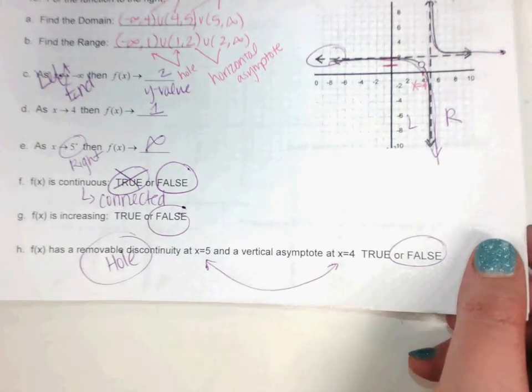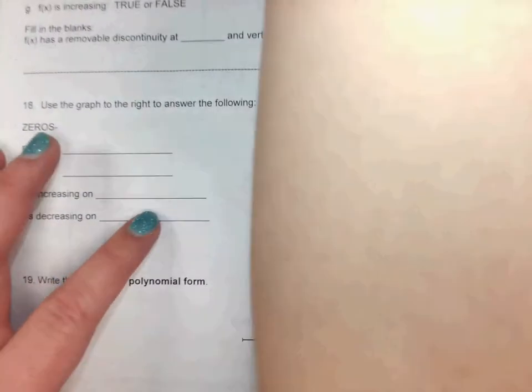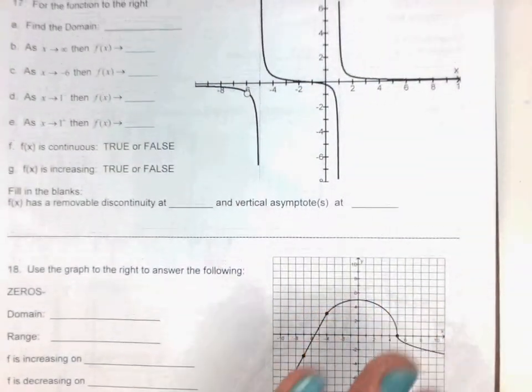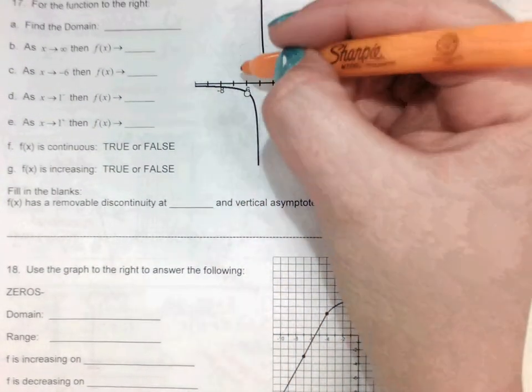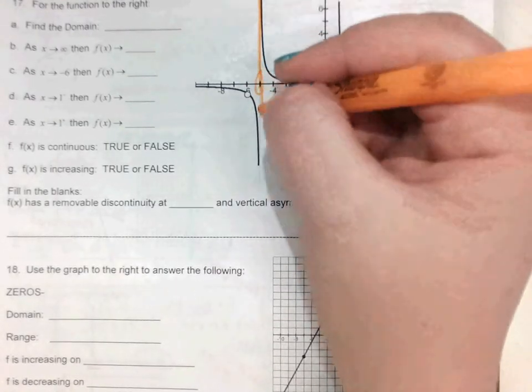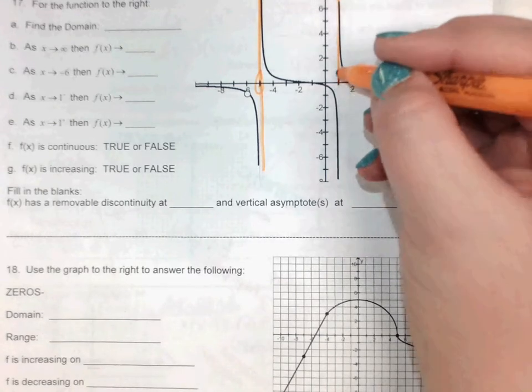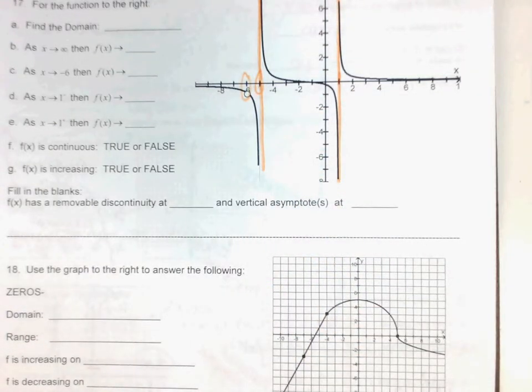Now the last page. Oh, good. These aren't so bad. Okay, 17, we have another picture. How many places do we have to break it up at? 3. What are they? Negative 5, because I have an asymptote. 1. And then where else? That hole right there, at negative 6.